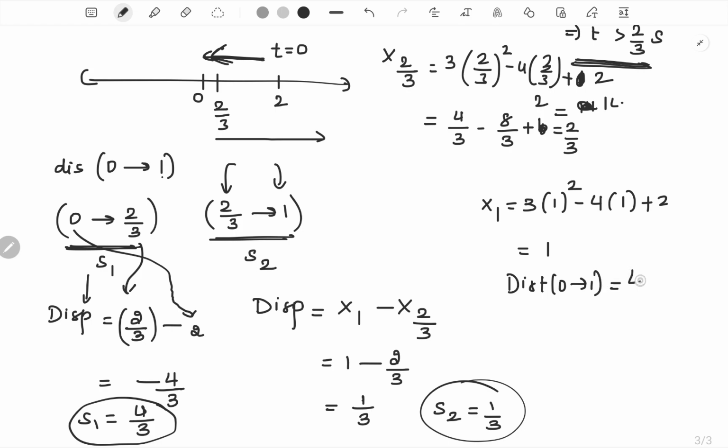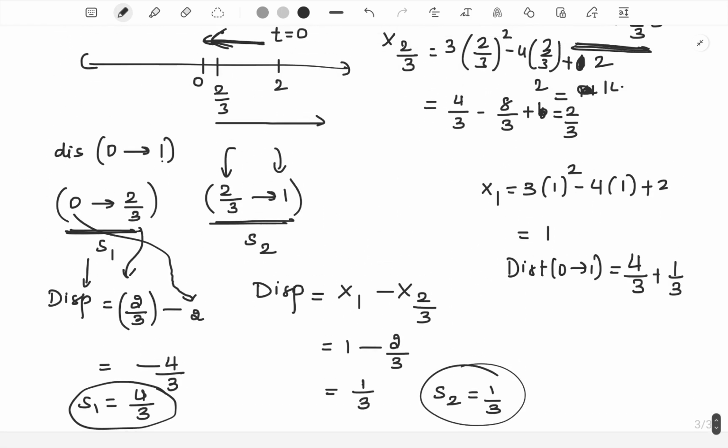So what we have basically done in this particular example is, first we identified the time at which the motion direction changes, and we broke the problem into pieces such that in each piece the direction of motion does not change. And we know that when direction of motion does not change during a particular interval, the distance traveled would be equal to the magnitude of displacement. That's what I have used.